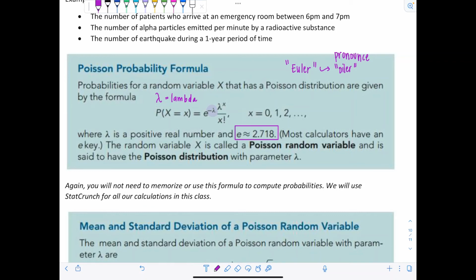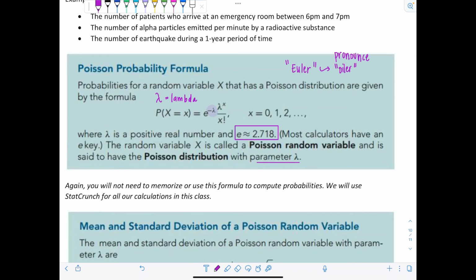Most calculators will have an E key. You don't need to worry because we're going to be using StatCrunch, unless you don't want to, you can find the key on your statistical calculator. And the random variable x is called a Poisson random variable and is said to have the Poisson distribution with parameter lambda. Again, don't worry about memorizing this formula. You're not going to even be working with it by hand. We're going to use StatCrunch for our calculations in this class.